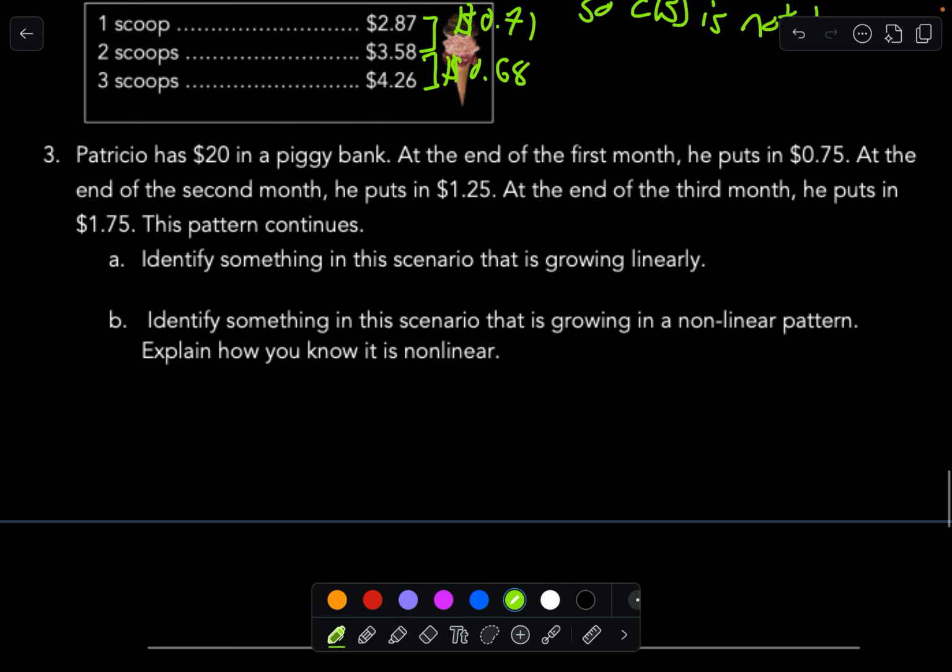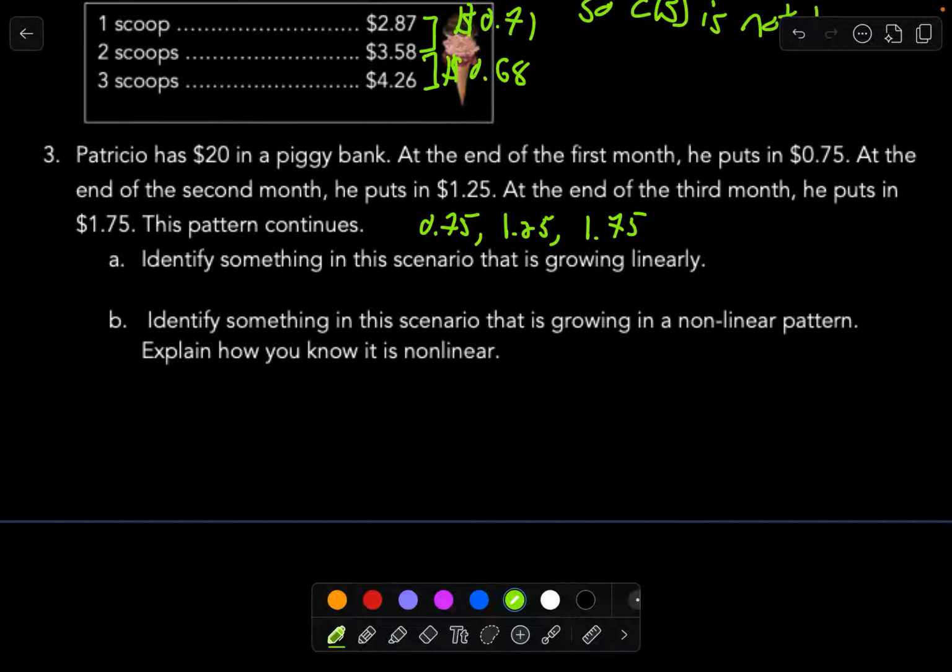Okay. Number 3, Patricio has $20 in a piggy bank. At the end of the first month, he puts in 75 cents. At the end of the second month, he puts in $1.25. At the end of the third month, he puts in $1.75. All right, so if you think about this, the amount of money he puts in is a sequence. It starts with 0.75, then it jumps to 1.25, then it jumps to 1.75, the amount we add.